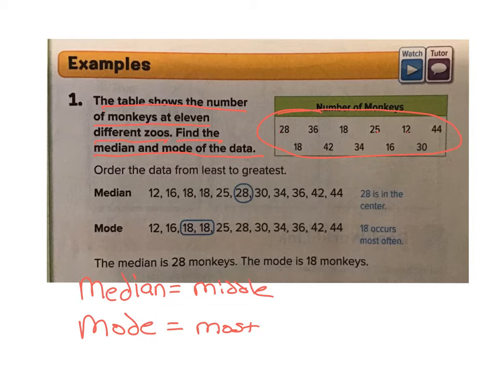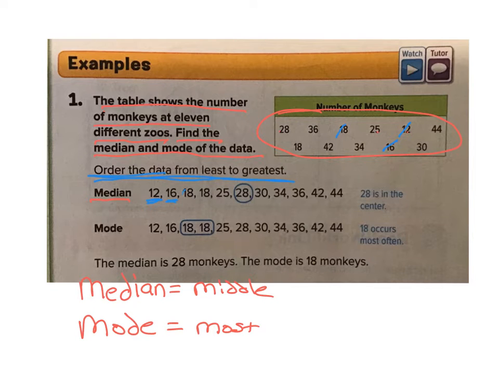The way you find the median, or the middle number, is you have to order the data from least to greatest. So you start here with the least, which is 12. One way that I do it is I cross it off. So I've done the 12. Then I think the next highest is 16. Okay, so I make sure I have that one.